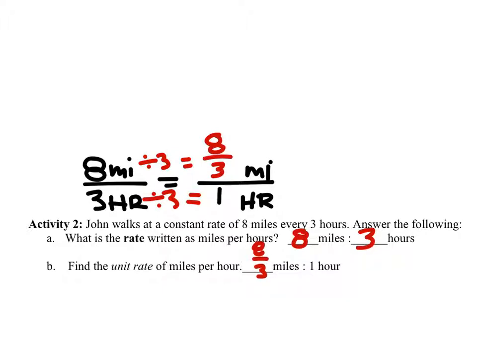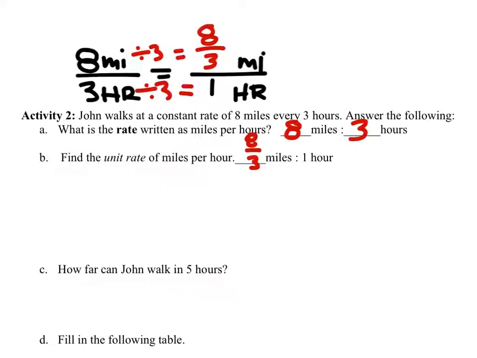So this is how we can find the unit rate. Notice all we did is take the 3 hours and divide that by 3 to get the 1 hour. But if we do it to one of these values, we have to do it to the other one as well. So that is how we would find the unit rate. Then we need to know how far John can walk in 5 hours.